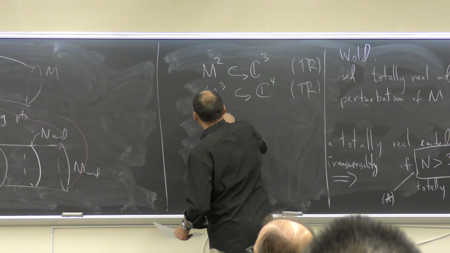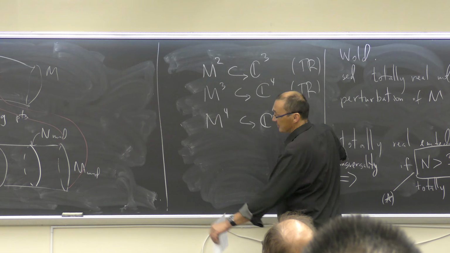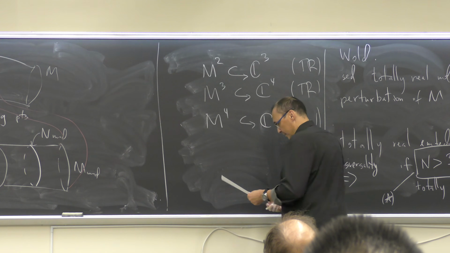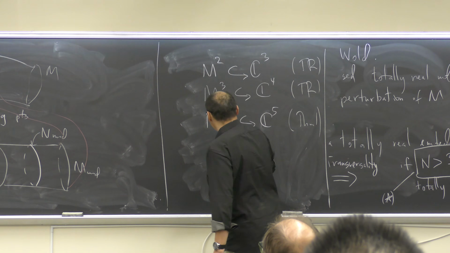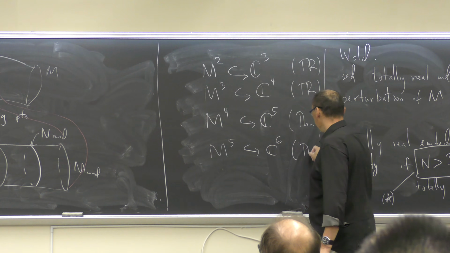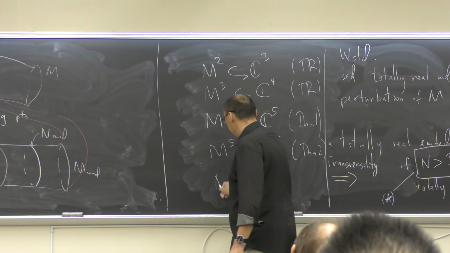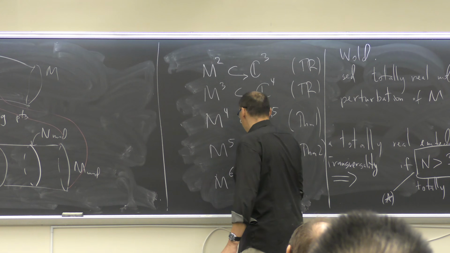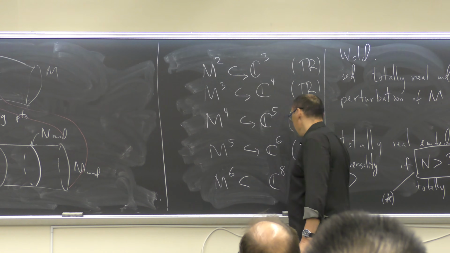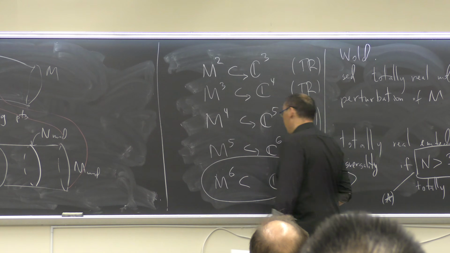And then if you take a 4-dimensional manifold, then you can embed it into C5. And this is theorem 1. And then if you take M5, you can embed it into C6. And this is our theorem 2. That's also optimal. But the next case, if you take something 6-dimensional, then we know that this could be embedded into C8 from the results that I presented. But this may not already be the optimal result.